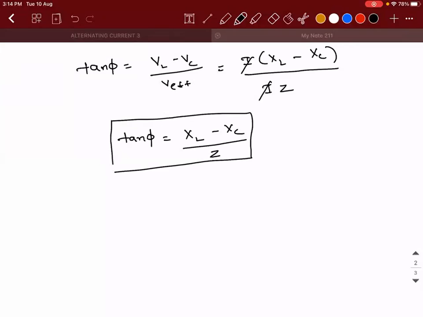Clear, guys? This is what is tan phi. Tan phi is equal to XL minus XC, the whole divided by Z.